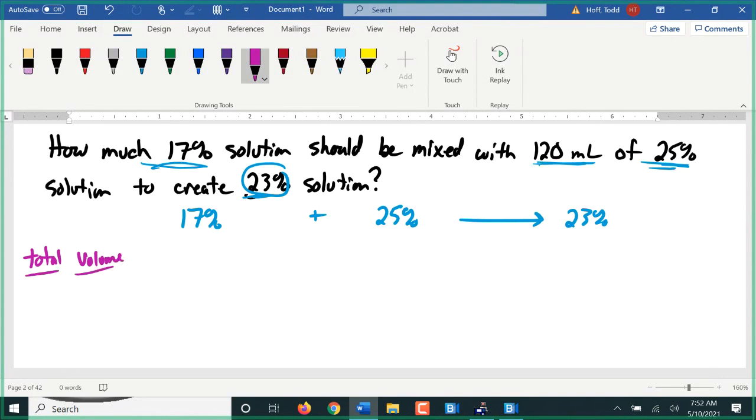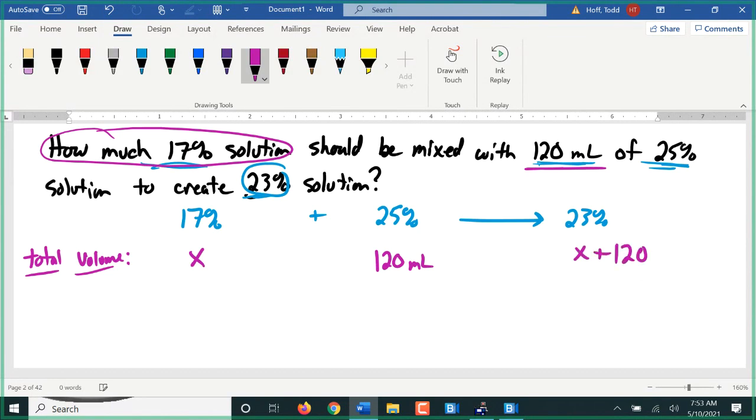That was the tricky part, total volume. The only amount we're given in this problem is 120 milliliters. That's the amount of the 25%. If I let X represent the amount of the 17%, because we're asked how much of the 17% solution. The amount of the 23%, remember, total volume is conserved. Those two numbers add together. This will be X plus 120.